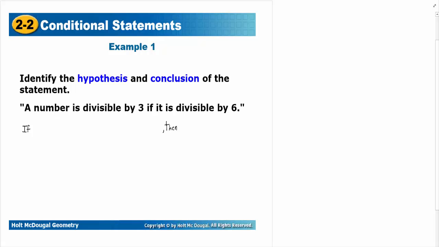Okay, so again, a number is divisible by 3 if it's divisible by 6. So see here, I got my if, so that's where I'm going to start my sentence off. We don't want to say it to start the sentence, though, so we need to reword it. So if a number is divisible by 6, then I can now say it is divisible by 3.